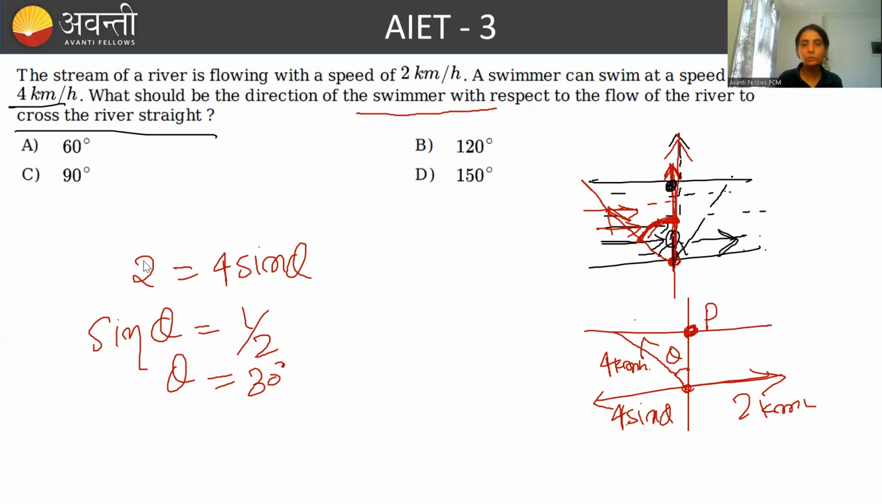What should be the direction of the swimmer with respect to the flow of the river to cross the river straight? So it is asking for an angle. At what angle will I swim with the direction of river flow? So this angle it is asking. How much is this whole angle? 90. This is 90. This is theta. So the angle that the swimmer is making with the direction of river flow is how much? 90 plus 30, that is equal to 120. So the correct answer will be this. Okay. Done.